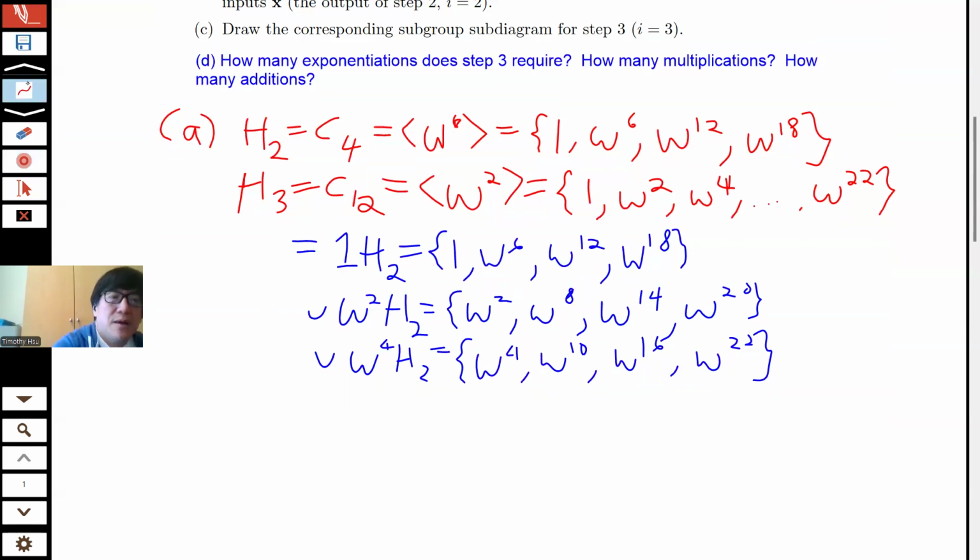And so the transversal T23 is going to be exactly those representatives in the front: 1, omega squared, omega to the 4th.